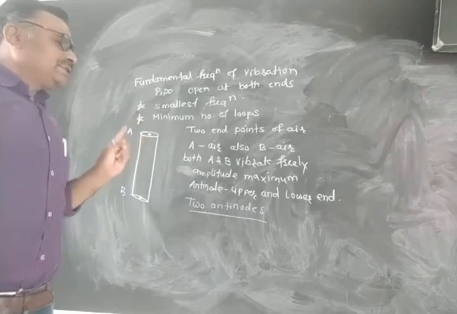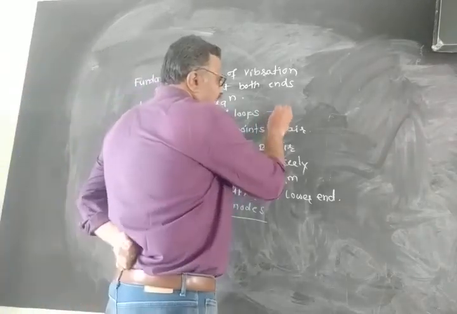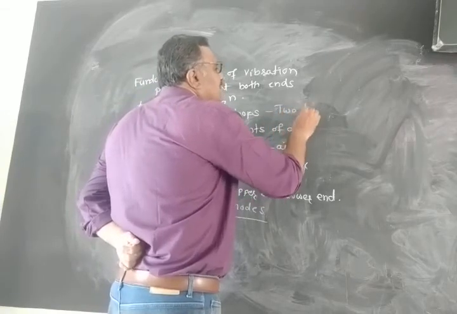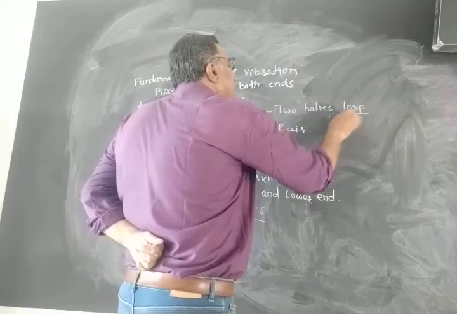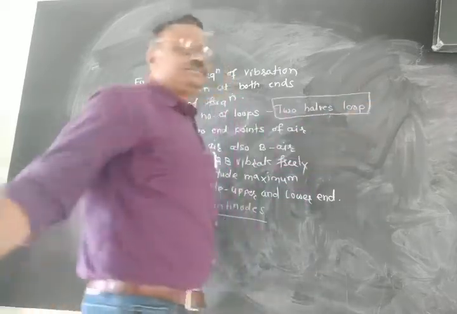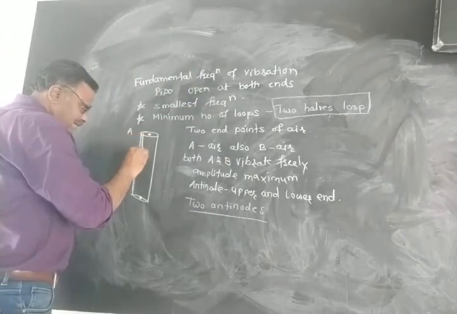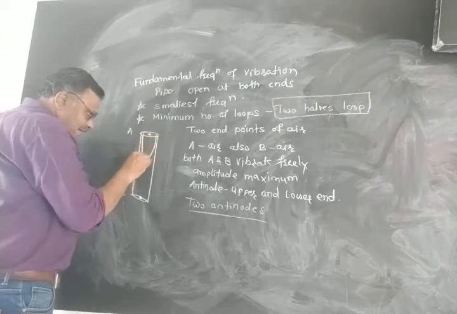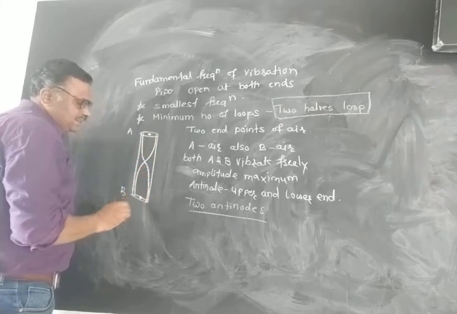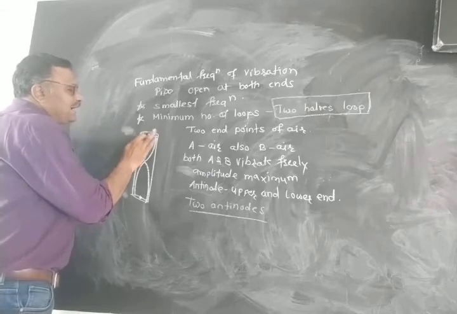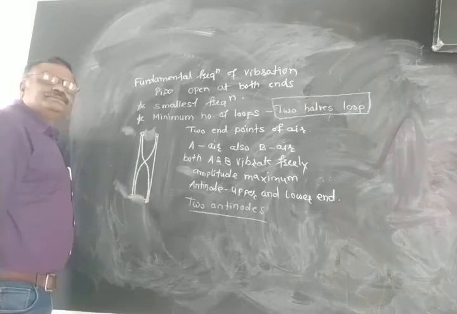Now, depending upon this boundary condition, we observe two different half loops obtained inside the air column. An antinode is obtained at the upper end, and an antinode is obtained at the lower end. We neglect any end correction. In this way, antinodes are obtained inside the air column.